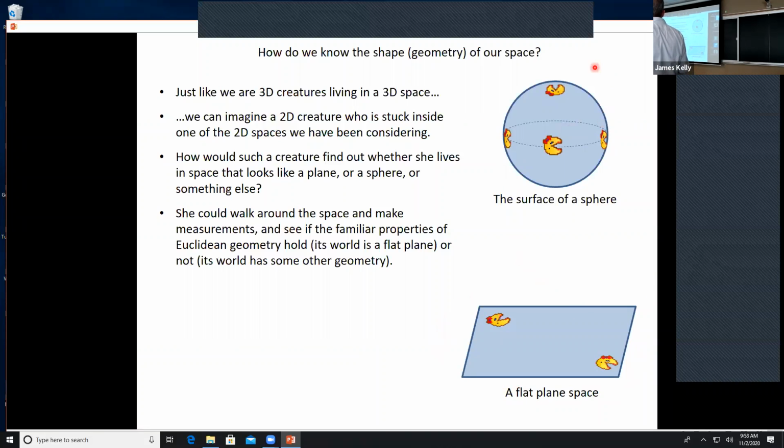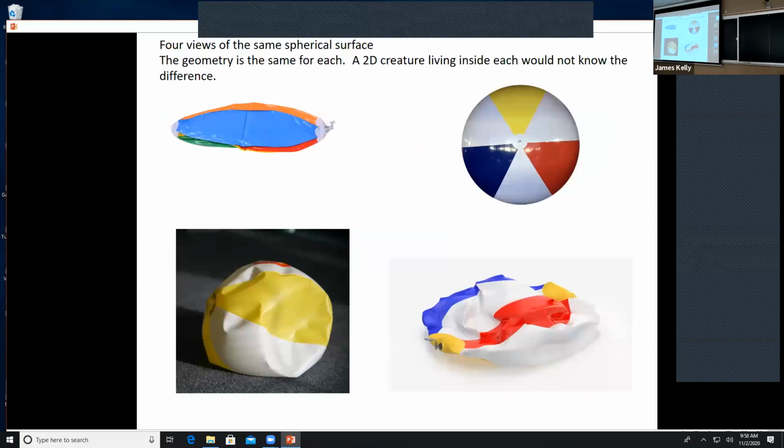But if something that doesn't follow from Euclidean geometry holds, she's going to conclude that she's on the surface of a sphere. Now, an important distinction here, again, it's the same as the difference between this plane and this cylinder being extrinsically different, but we still say they're the same geometry. It's the same way with the surface of this beach ball. It doesn't matter if the beach ball is fully inflated, so it looks like a sphere, or partially deflated, or completely deflated. To a creature that's living inside the surface of that beach ball, the surface is exactly the same.